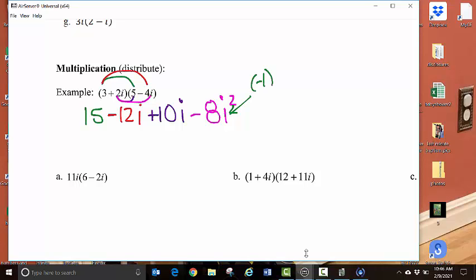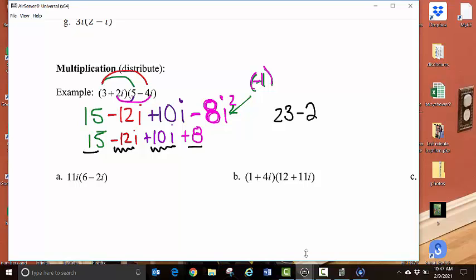So really I have 15 minus 12i plus 10i, and then this last one, negative 8 times negative 1 makes it a positive 8. And now you can combine like terms. 15 plus 8 is 23. Negative 12 plus 10 is minus 2i.